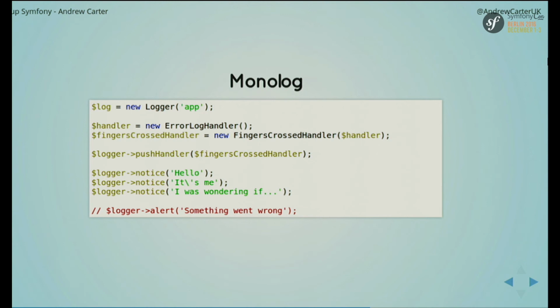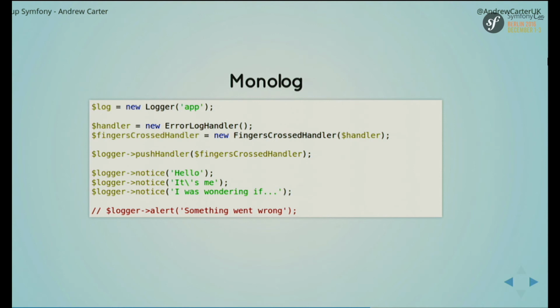Another program that hides memory allocation, hides references in Symfony is Monolog. And the fingers crossed handler, for those of you that haven't heard of it, I think it's a brilliant name for a handler. What it does is it will log everything, and it will keep its fingers crossed that nothing bad happens. Because when you're logging, it's not just useful to know what errors happened, it's useful to know what happened before the error message.